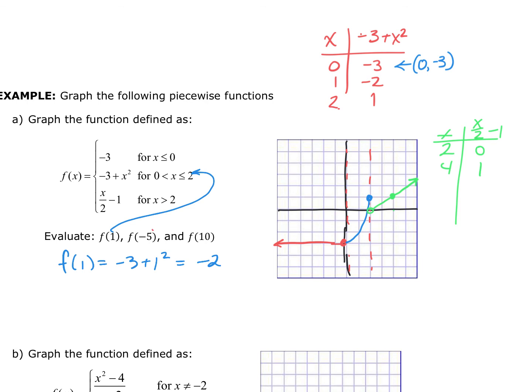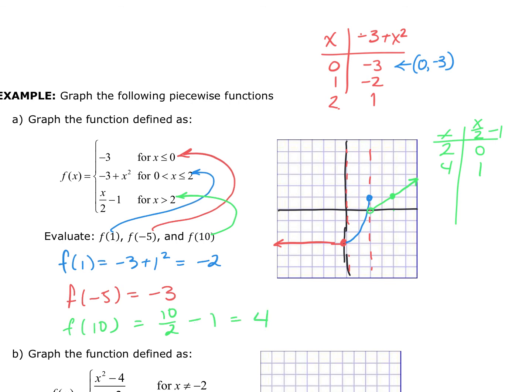-5, well, where's -5? Well, -5 is going to land in this piece. So f of -5 is -3. And then my last one, well, 10 lands right here. So f of 10 is going to be 10 divided by 2 minus 1, which is going to give me 4.